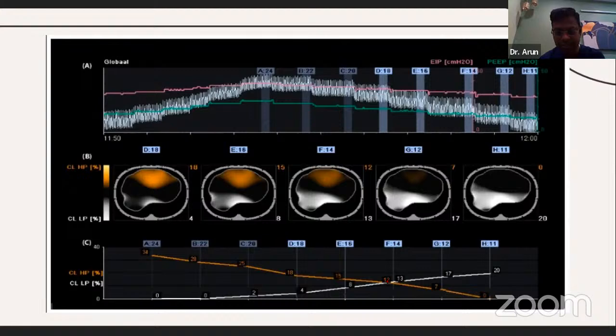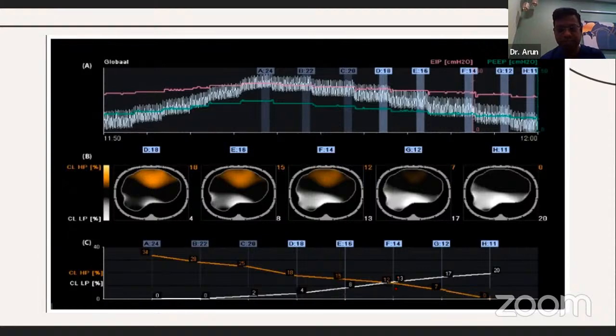This is representing, at a PEEP of 14, over distension is 12% and collapse is 13%. In the case of 24 PEEP, orange color is more, that is 34% of over distension and 0% of collapse. In the case of this picture, here 20% of collapse and 0% of over distension. And this is giving that intersecting point.